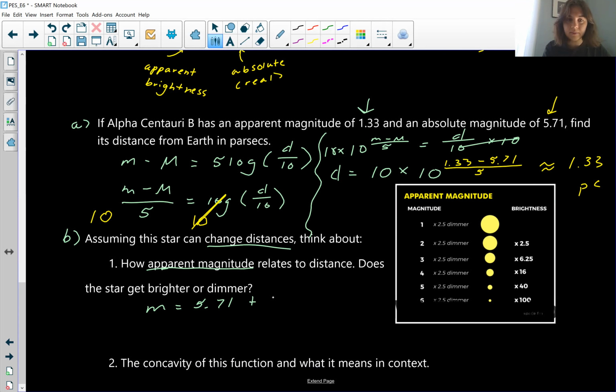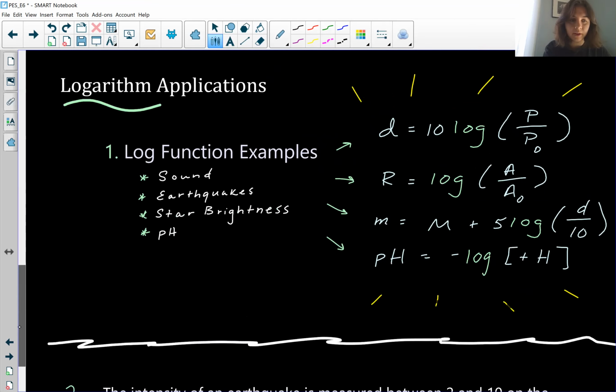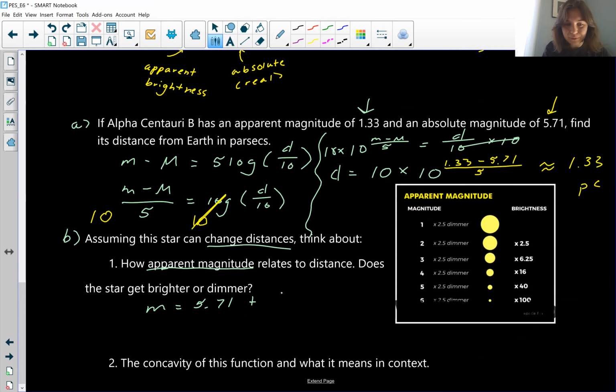And then we're going to add, I'm forgetting things. Okay, 5 times the logarithm of d over 10.